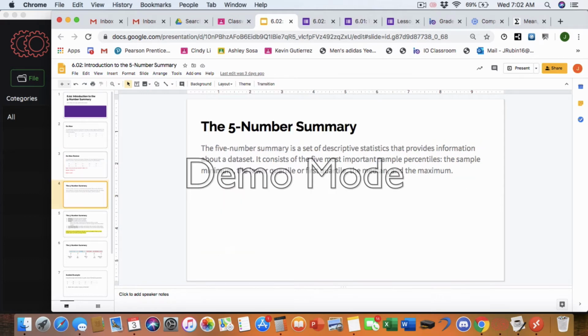So now, if mean, median, mode is the measure of the middle of the data, right? Trying to figure out what the middle looks like. The five number summary talks about the whole range of data because it goes from the minimum all the way to the maximum and hits three other points in between, which we will talk about.